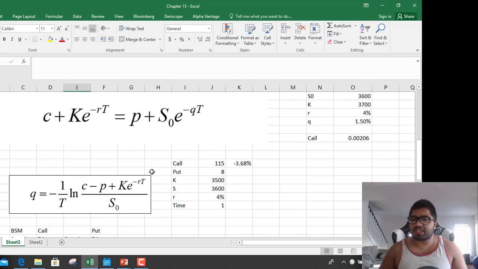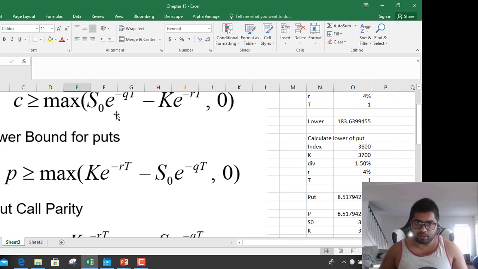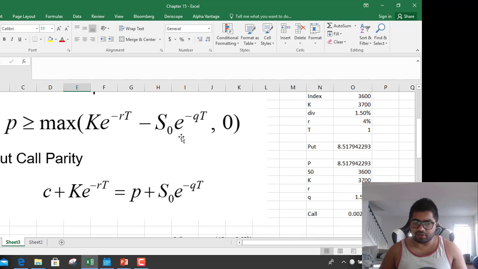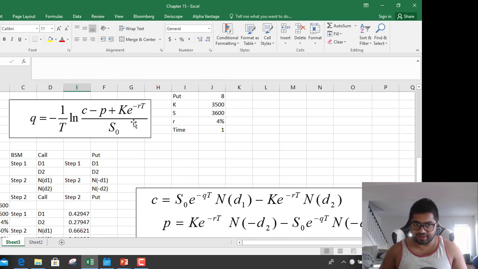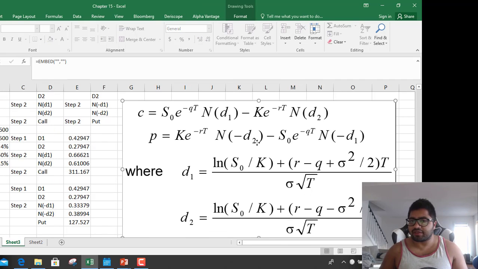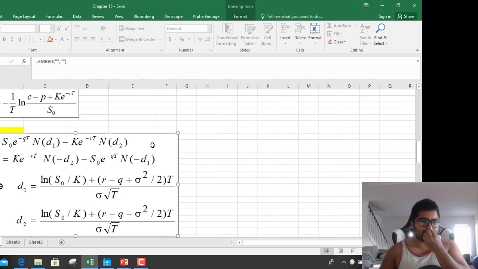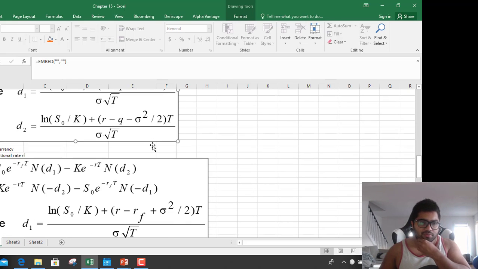So this is how you change the formula for lower bounds of call, lower bounds of put, put-call parity, dividend yield, and the Black-Scholes-Merton model to include dividends. So this applies on any index because indexes always have dividend yield, or it also applies to stocks because some stocks also pay dividends. So anything that pays dividend, you can use this approach.